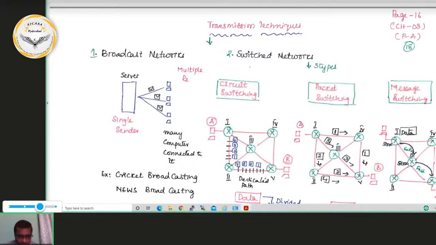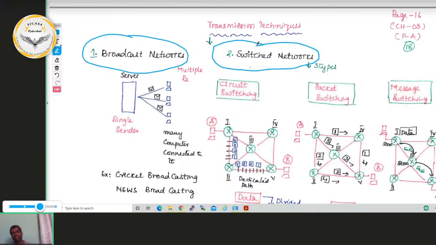So what do you mean by broadcasting? A simple concept. If a single sender is transmitting the data to all the computers or multiple computers connected to it, then that type of transmission is called broadcast networks. Broadcasting is nothing but you have a single sender, where the data will be received by multiple recipients. Examples: cricket broadcast, news broadcast, etc.